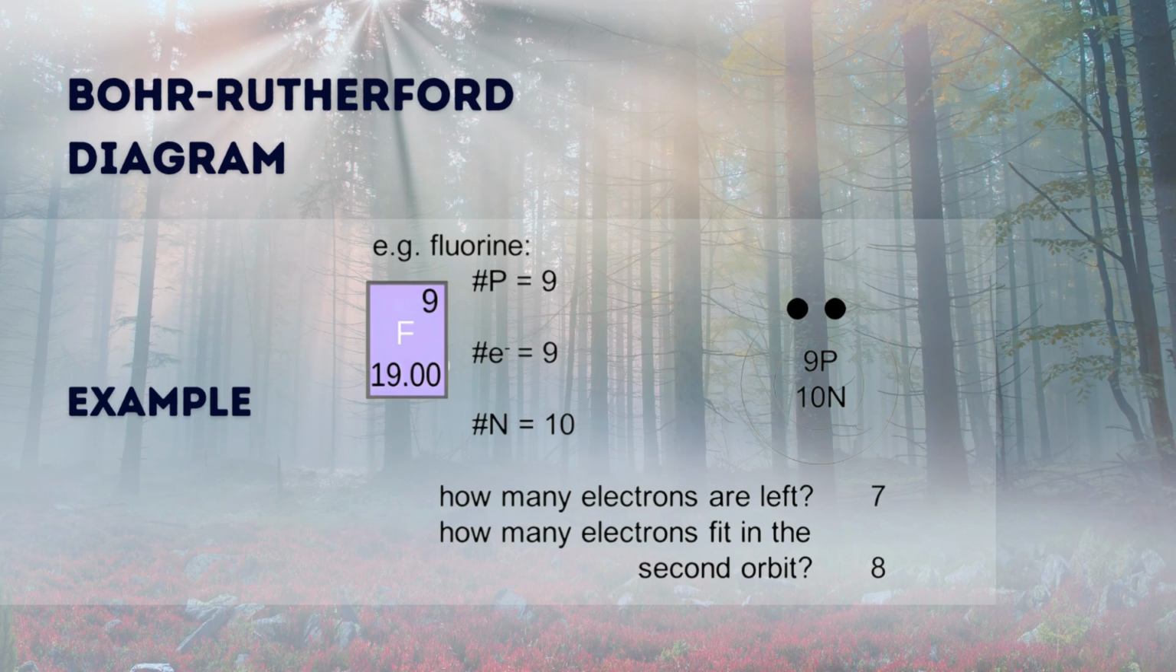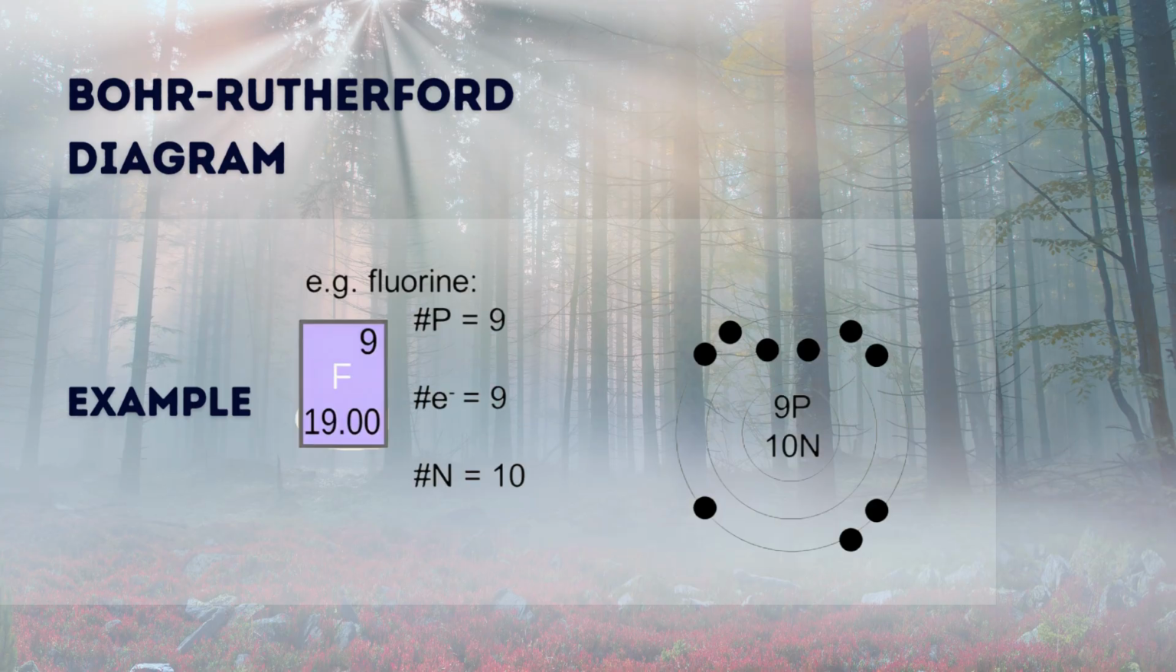But our first energy level is full at 2, so we draw a second energy level. We previously learned that the second energy level can hold up to 8 electrons. Therefore, 2 electrons would be placed in the first energy level, and the remaining 7 electrons would be placed in the second energy level. Here is a visual example of our diagram, again showing the nucleus in the center, 2 electrons in the innermost energy level, and 5 electrons in the outer energy level.